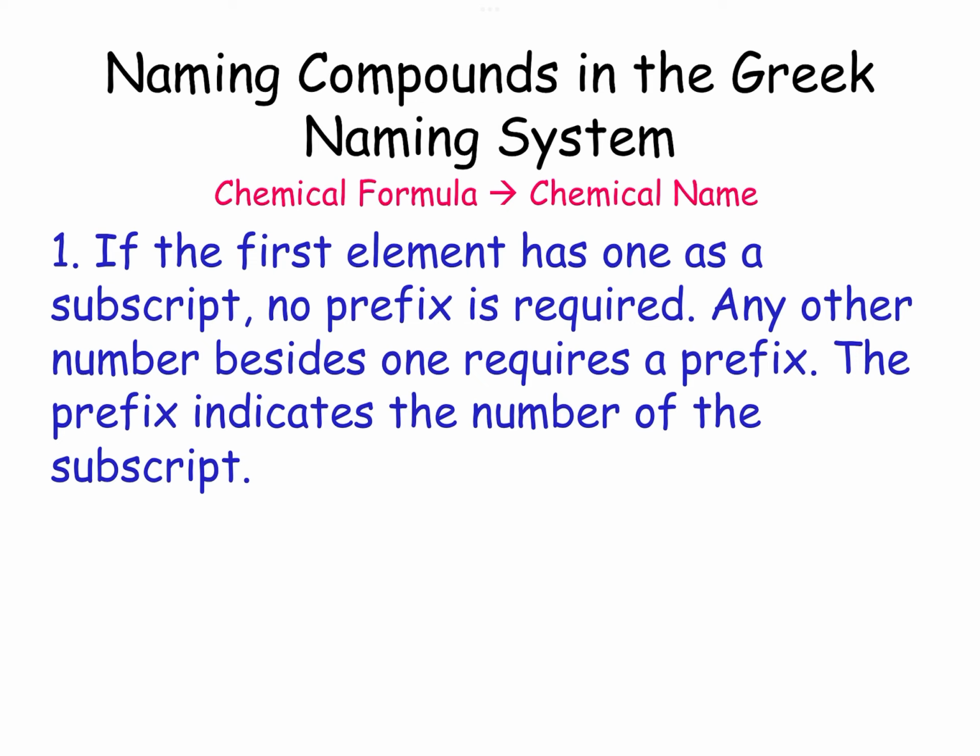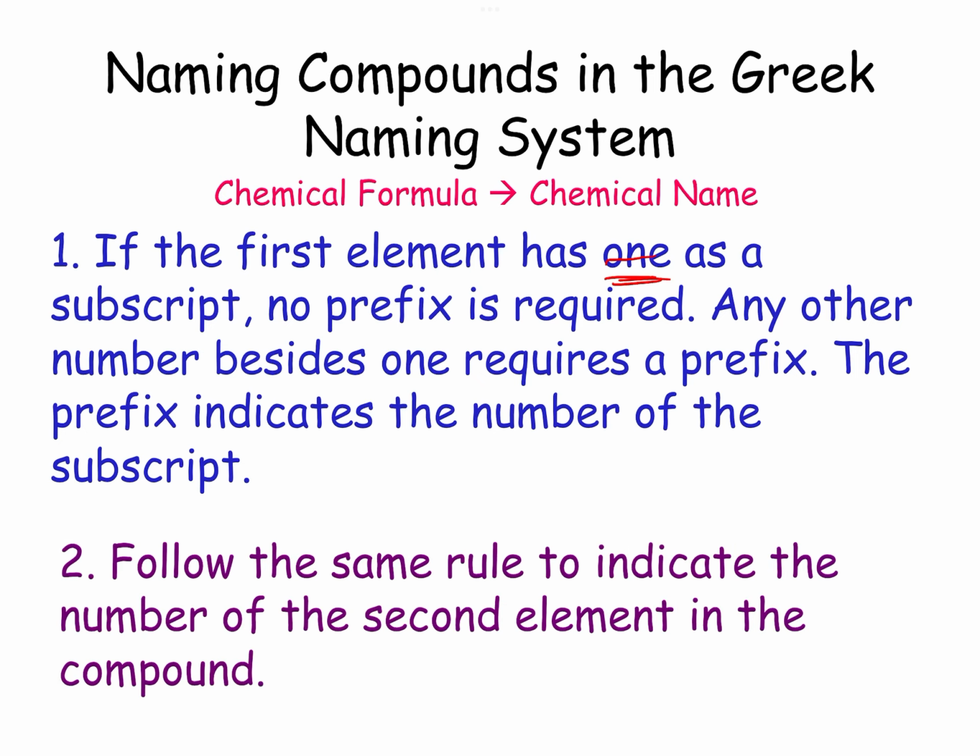So you take a look and you say, okay, if the first element has a 1 as a subscript, no prefix is required. Any other number requires one of those prefixes we listed before, and the prefix tells you the number of atoms. And then the same rule for the second one.